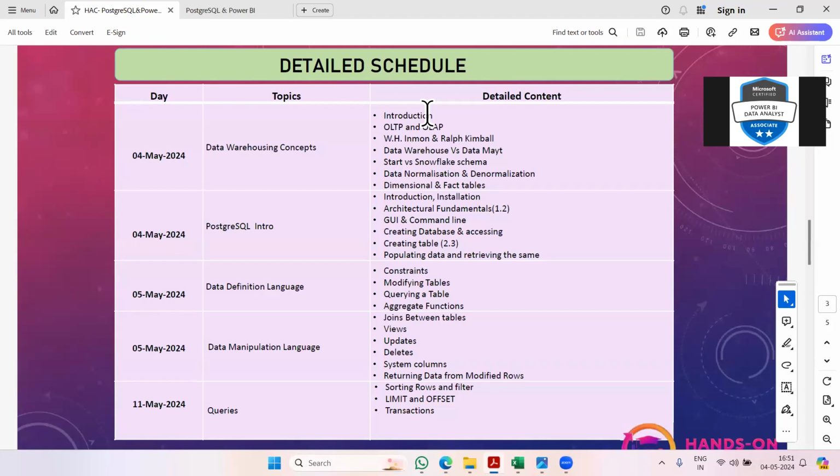So, in the first half of the class, we are going to cover data warehousing concepts. In this, we are going to cover the introduction, OLTP and OLAP, and the theories proposed by Inmon and Ralph Kimball. We are going to see data warehousing and data marts, star and snowflake schema, data normalization, and dimension and fact tables, right? So let us start with the introduction.